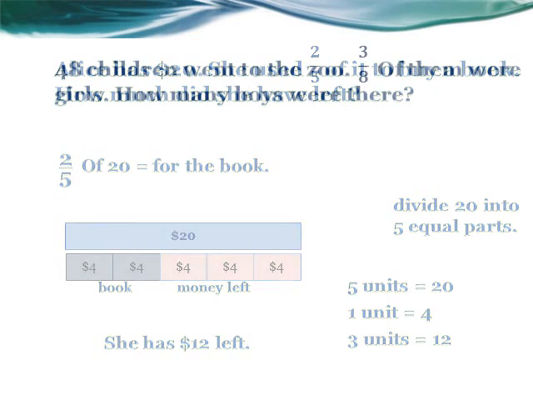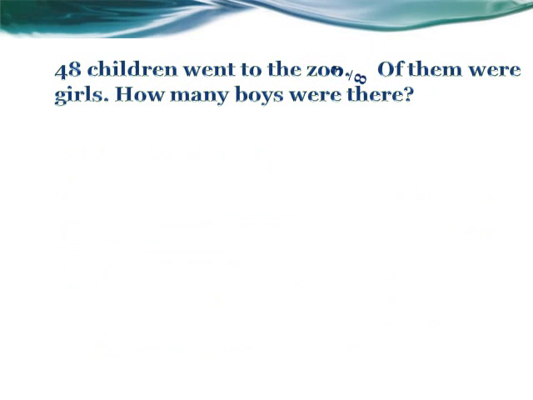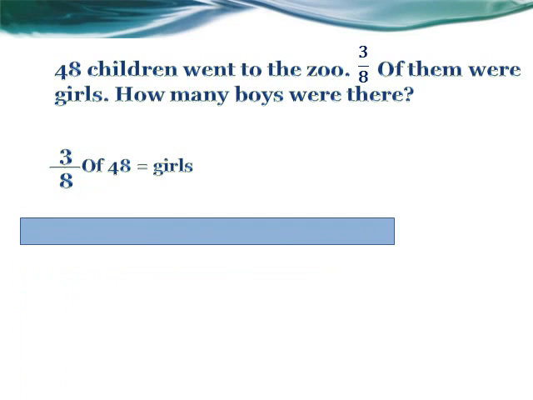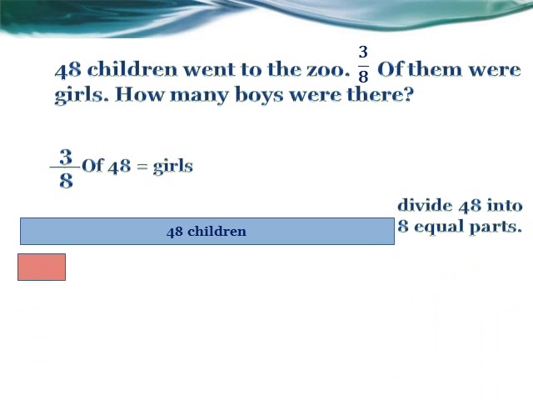Let's try this example. 48 children went to the zoo, 3/8 of them were girls. How many were boys? This is similar to the previous problem. 3/8 of 48 are girls. Let's assume this bar represents 48 children. Again, the denominator of the fraction is 8. Therefore, we divide 48 into 8 equal parts.